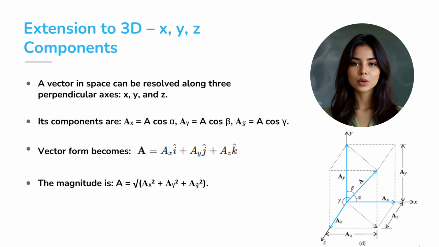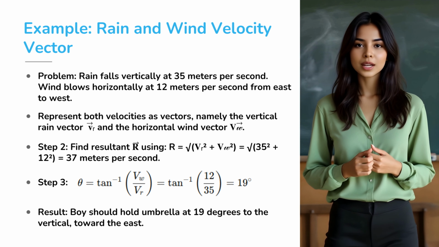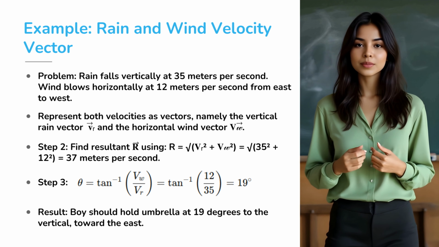In unit vector form, this becomes A equals ax into i cap plus ay into j cap plus az into k cap. To find the magnitude of vector A, we use A equals square root of open bracket ax squared plus ay squared plus az squared close bracket. As you'll see in the 3D diagram, this allows full spatial representation of vectors such as those describing gravitational fields or magnetic forces. Let's now apply this concept with a practical problem.